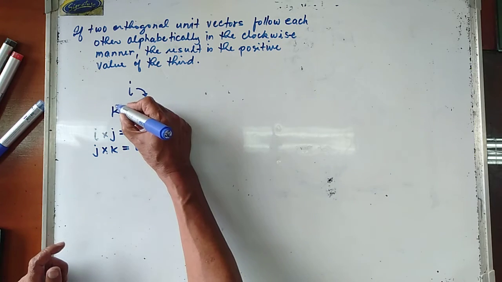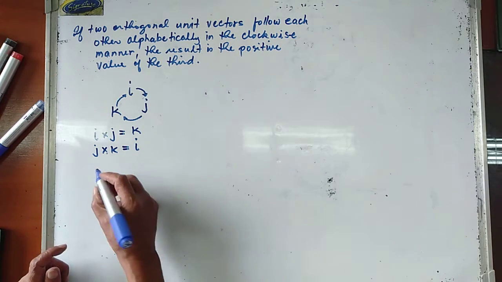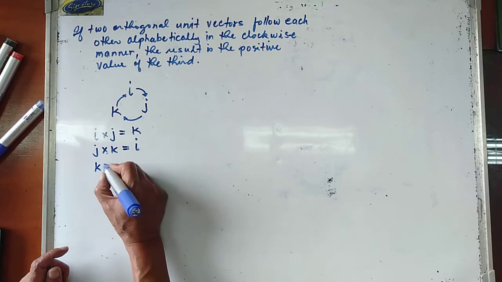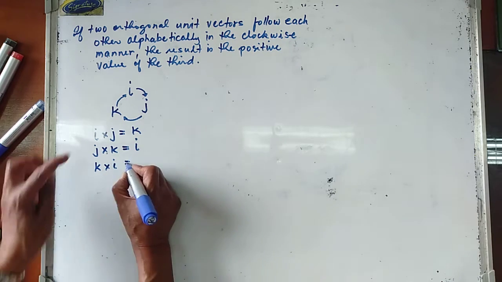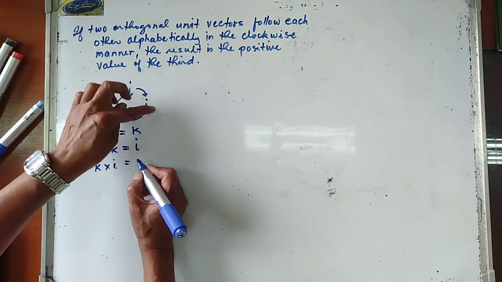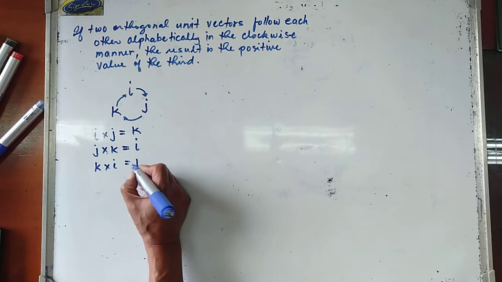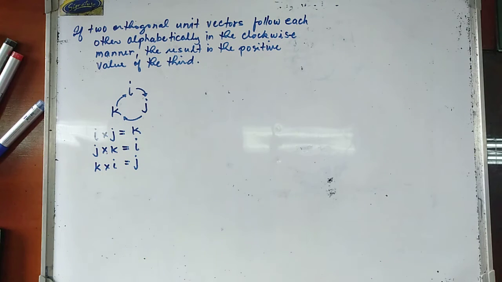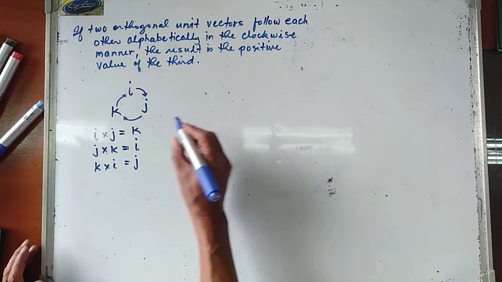And then we now have K cross I. It is now the positive value of the third, and that is now your J. Now, since the cross product of two vectors is not commutative, then your J cross I.